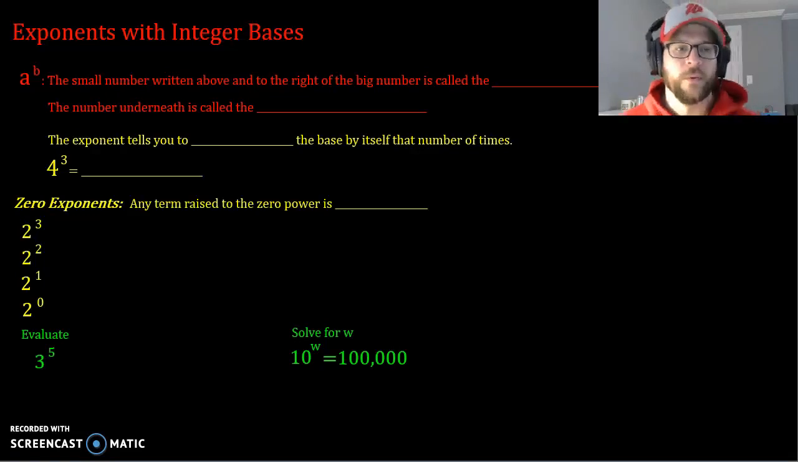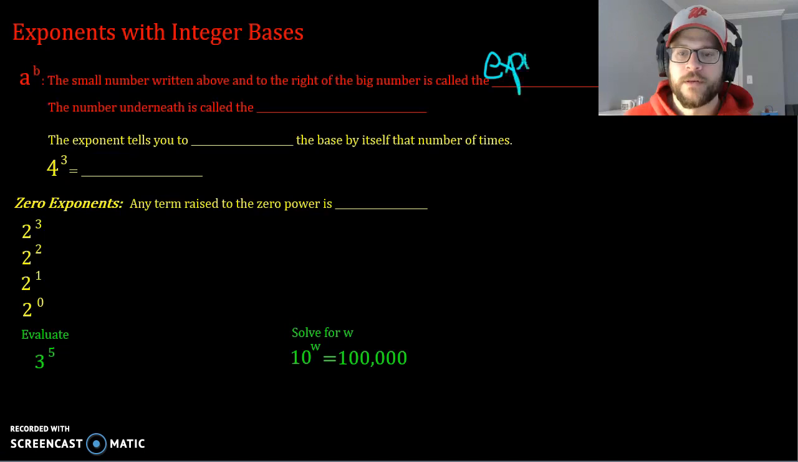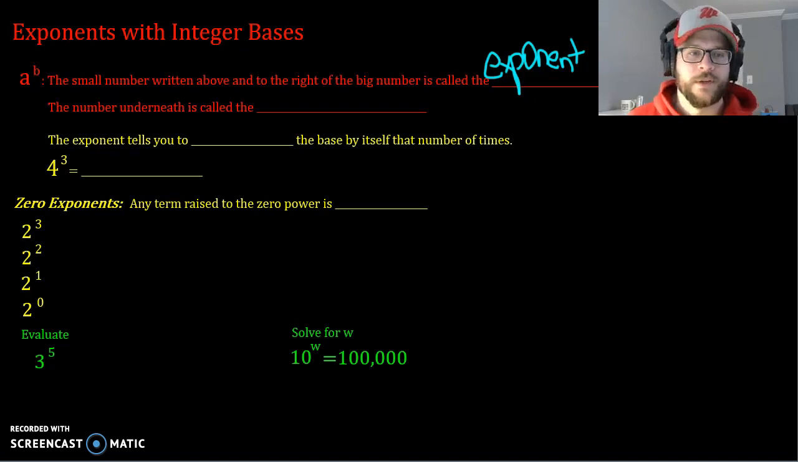All right, in this tutorial, we're going to go over exponents with integer bases. So the first thing that we need to discuss is the difference between an exponent and a base. Right now we have an expression that when you read it out loud is a raised to the b power, or a to the b power. The small number that's written above and to the right of the big number is called the exponent. So in this specific expression, the b would be considered your exponent.